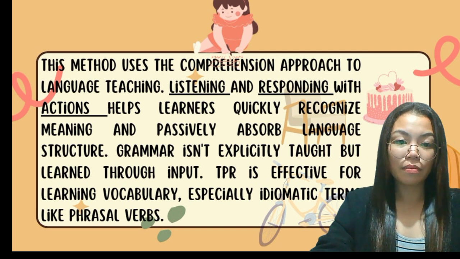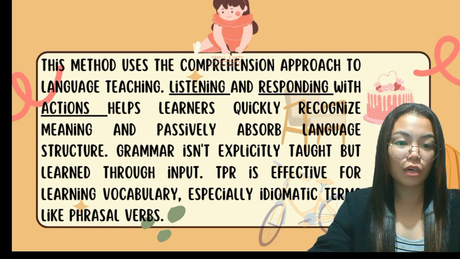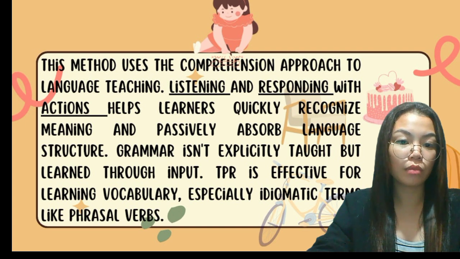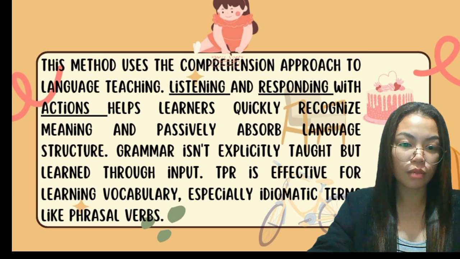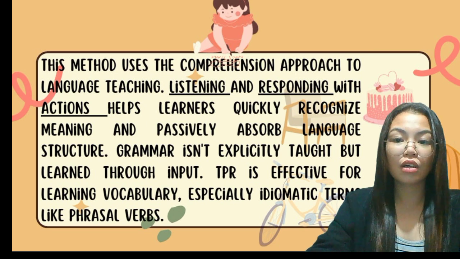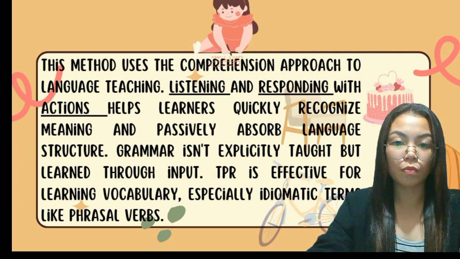Next, this method uses the comprehension approach to language teaching. Listening and responding with action helps learners quickly recognize meaning and passively absorb language structure. Grammar isn't explicitly taught but learned through input. TPR is effective for learning vocabulary, especially idiomatic terms like phrase terms. TPR is a language teaching method that prioritizes comprehension over production. This means that students are encouraged to understand the language first before they are asked to speak it.